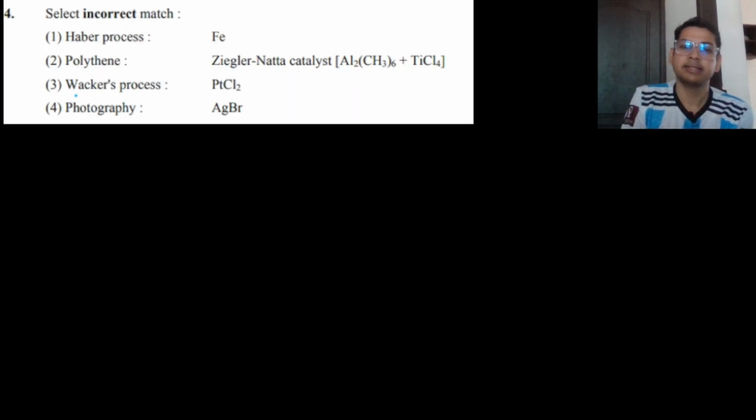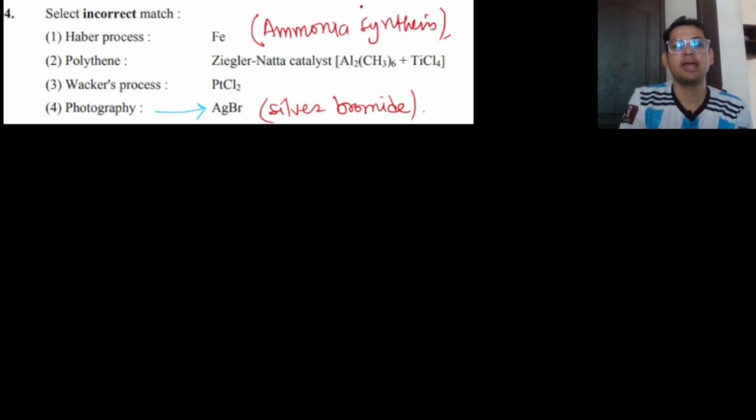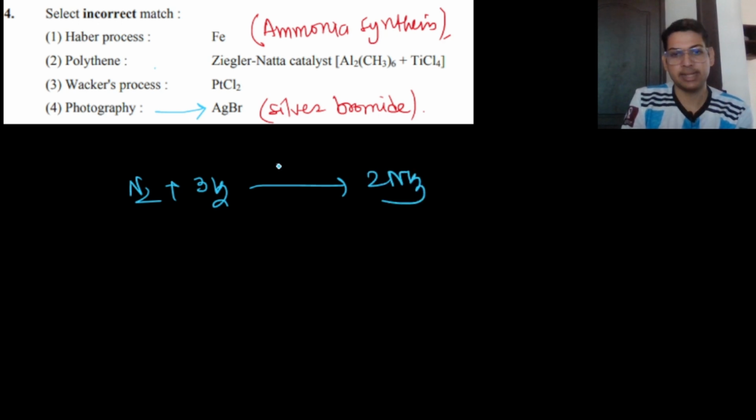What is given? This question is quite good. In photography plate, it's always silver bromide, AgBr. Then Haber process is for ammonia synthesis, right? N2 plus 3H2 gives 2NH3, and you need Fe as a catalyst here.